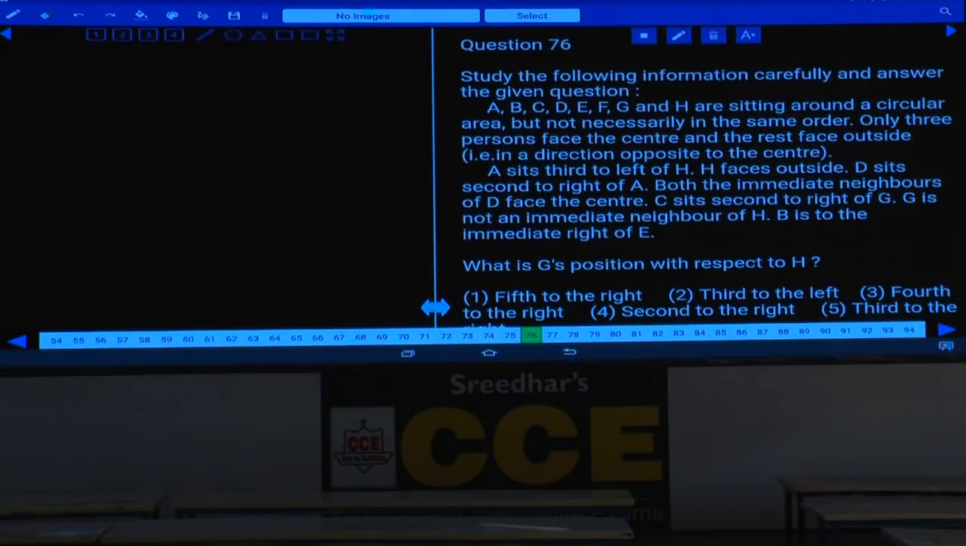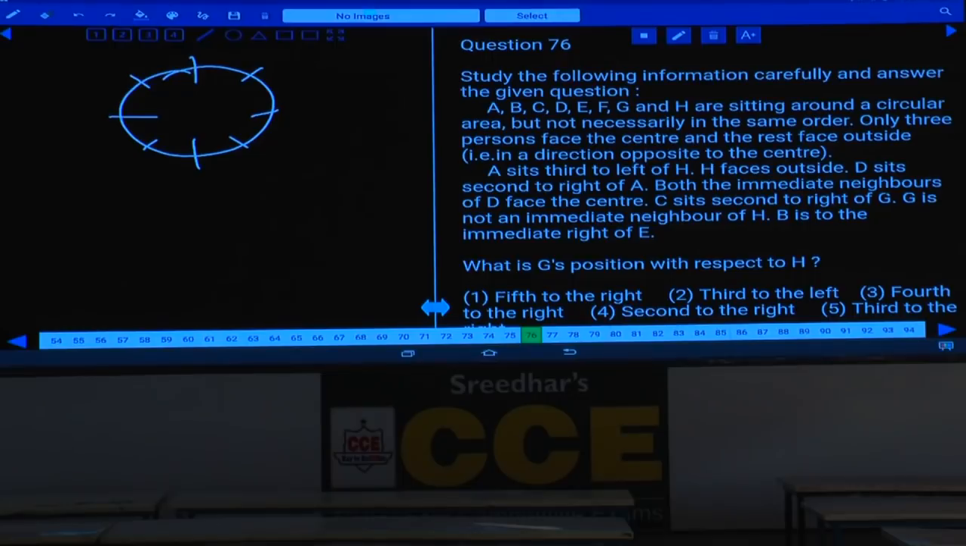Then question number 76 onwards, 76 to 80. 8 persons are seated around a circular table. Who are those 8 persons? 1, 2, 3, 4, 5, 6, 7, 8. 8 persons A, B, C, D, E, F, G, and H are seated around a circular table, but not necessarily in the same order.